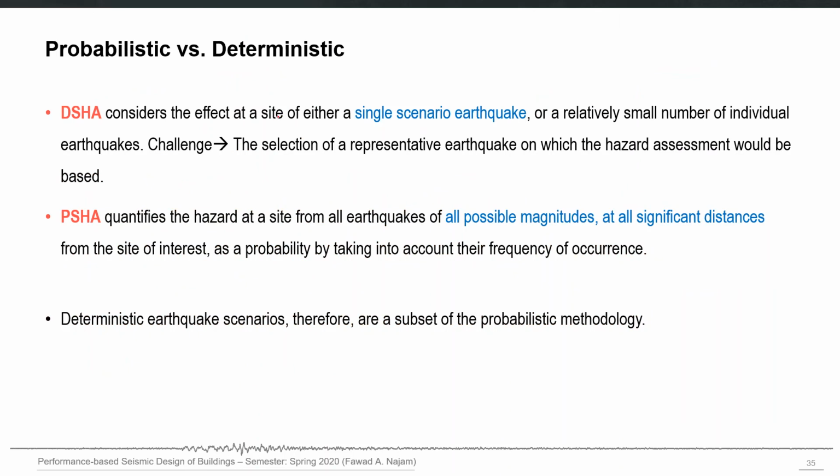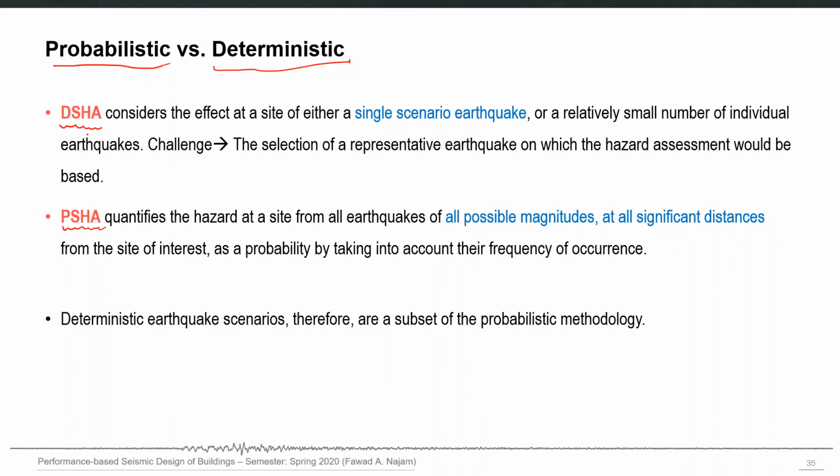So we will not go into much detail, so we will end this session here with just a quick introduction of the two basic methodologies for seismic hazard assessment, and then we will continue the same discussion in the next session. The probabilistic seismic hazard assessment, PSHA, is the latest approach, but previously we also had the deterministic seismic hazard assessment, DSHA. DSHA is a relatively older approach.